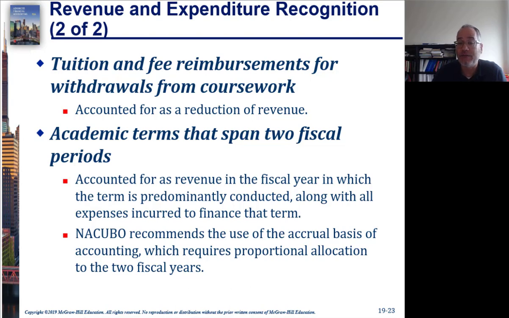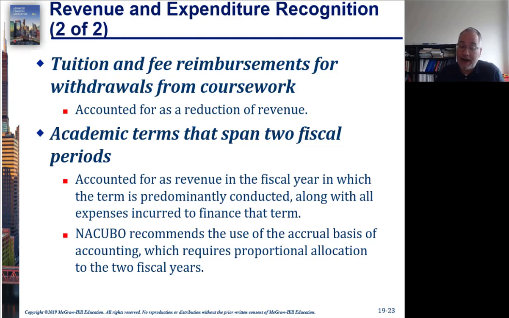Usually academic terms, the main terms, fall within a single fiscal period. So I think Seton Hall's fiscal year end is June 30th. And we have a fall and a spring, and they both occur within a full year. So you don't have a cutoff. You do have a cutoff problem with summer school. So what you would do is you would account for this as revenue in the term where it's predominantly conducted.